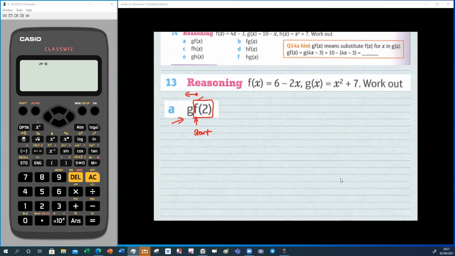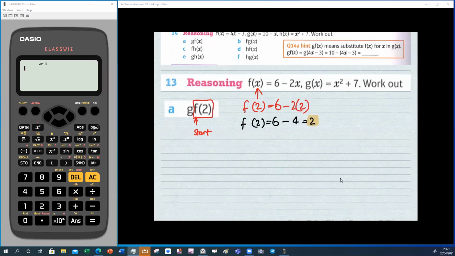So let's get rid of all the extra stuff here. Now, f of 2. So we do f of 2, and here we go. That goes there. So 6 minus 2 times 2. So that gives us what? 6 take away 4 is equal to? 2.